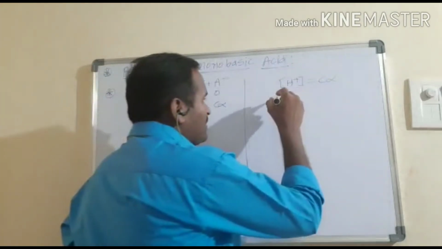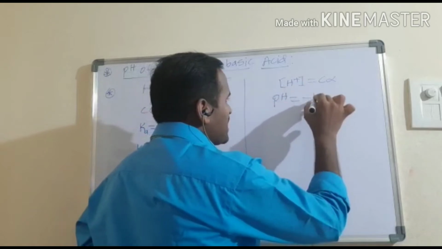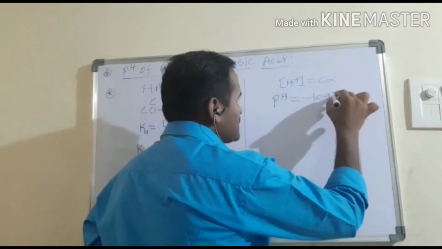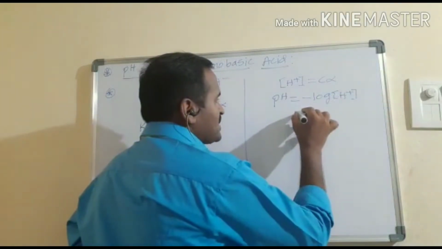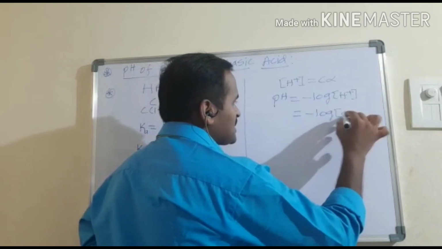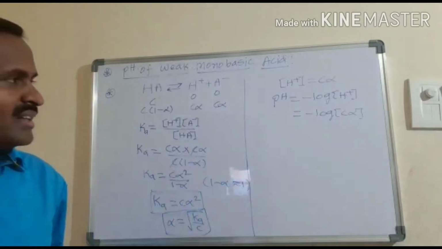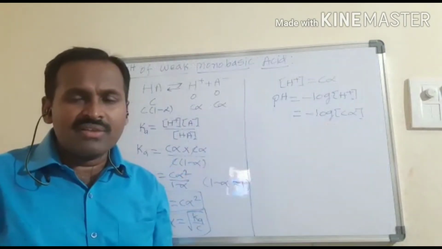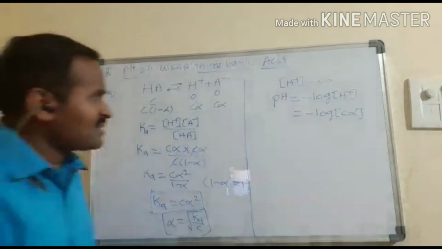As we all know, the basic definition of pH is equal to minus log of the H plus ion concentration. I can write this as minus log of H plus ion concentration, which is C alpha. You can write H plus ion concentration is equal to C alpha.